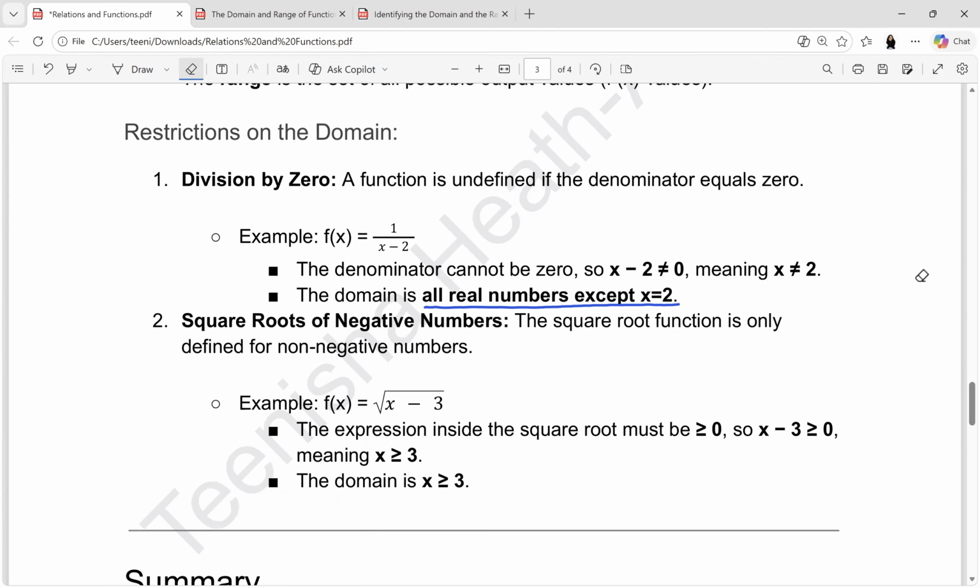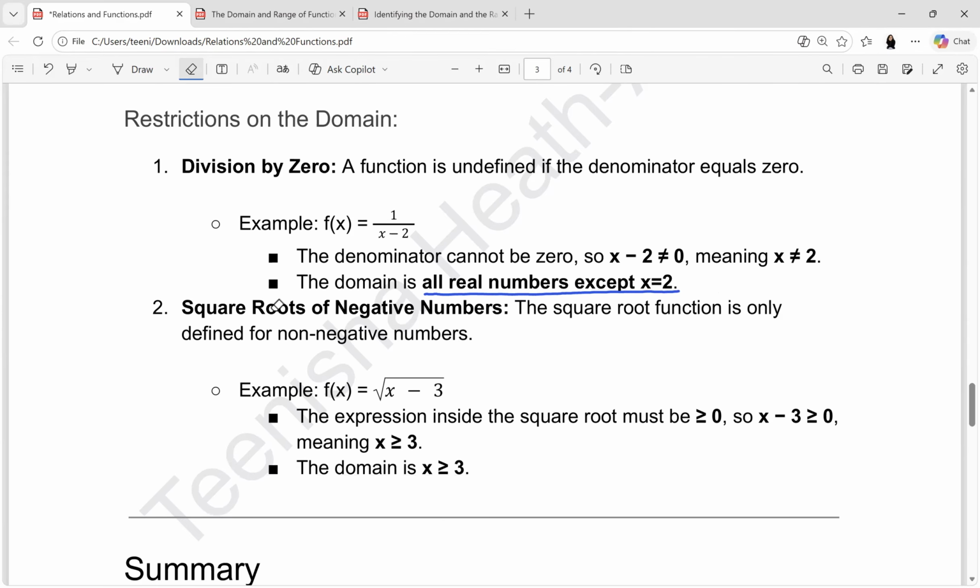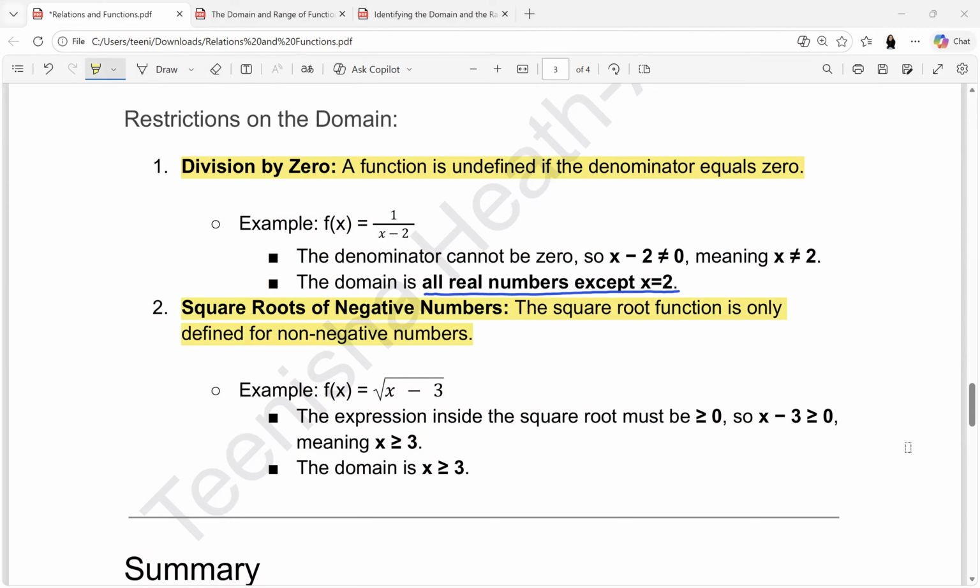So the next time when you would have a restriction on the domain is if you need to find the square root of a negative number, right? So the first one is your division by 0. So a function is undefined if the denominator is equal to 0. And then if you have to take the square root of a negative number, the function is also undefined where that value will make you have to take the square root of a negative number.